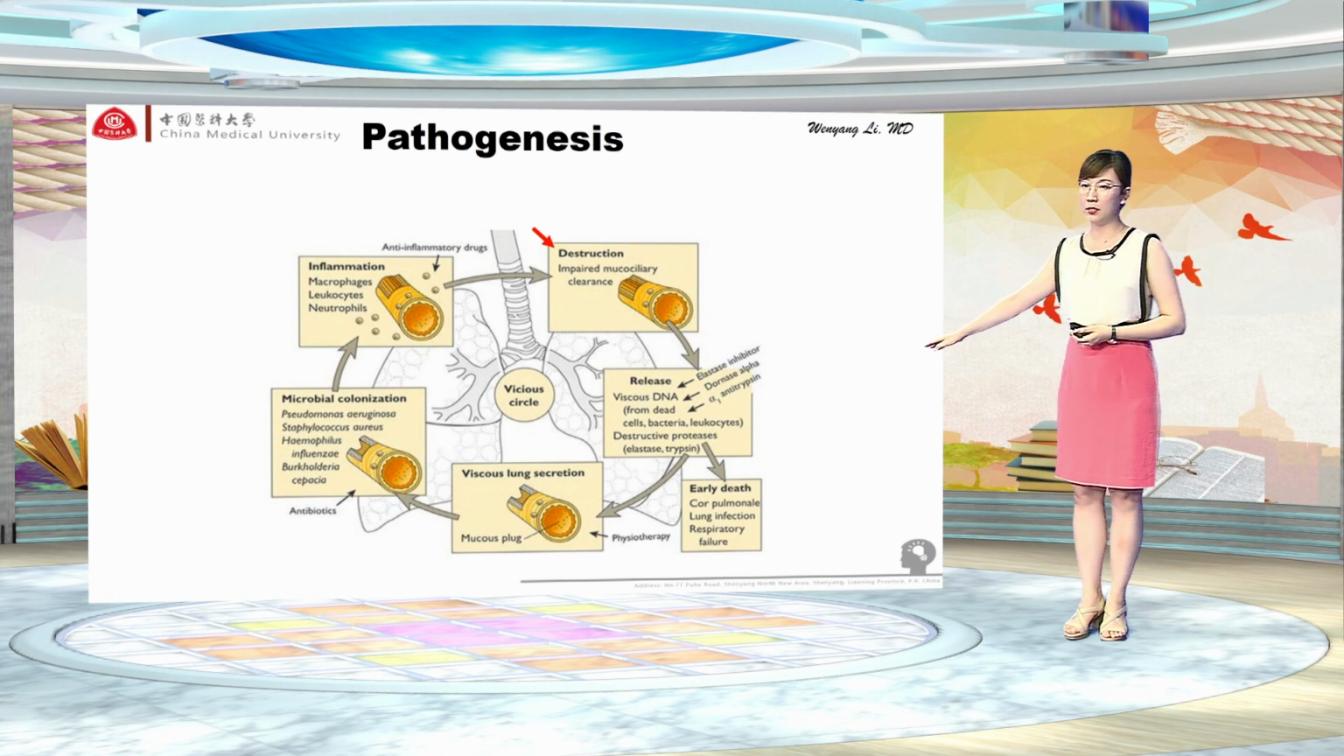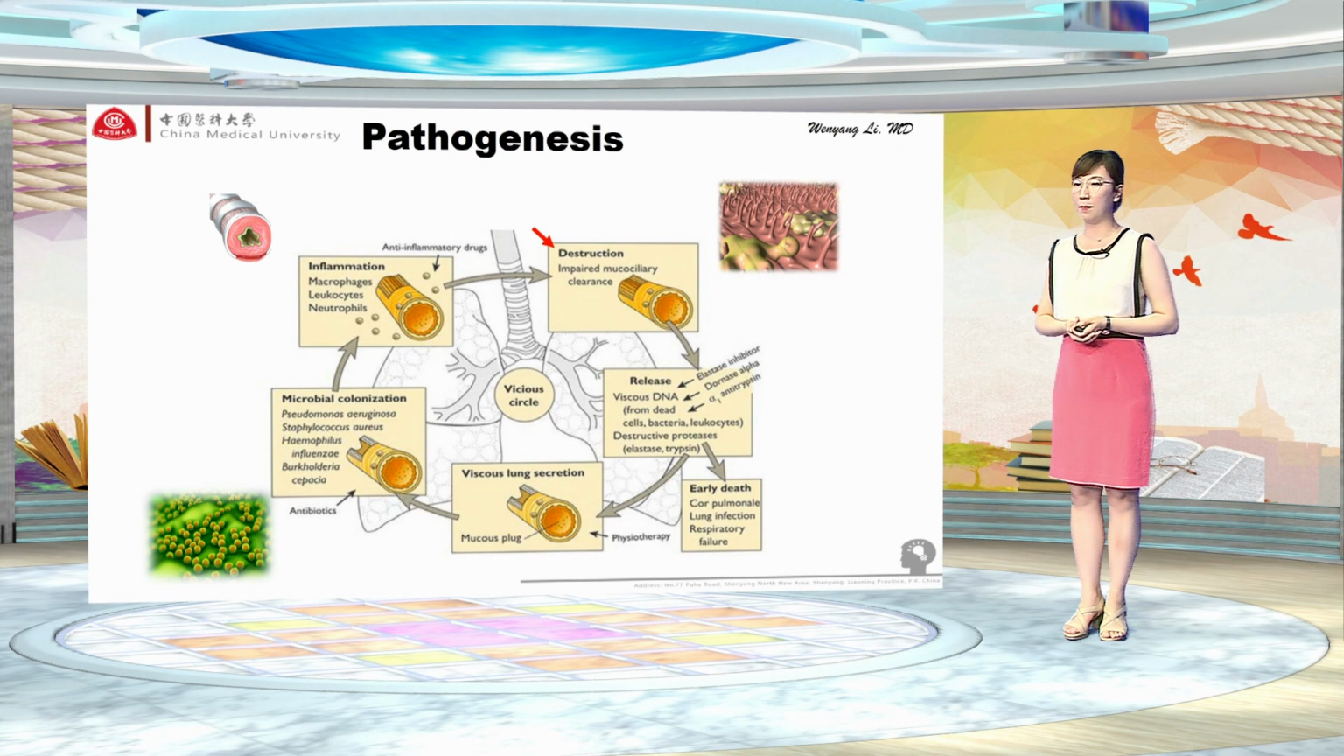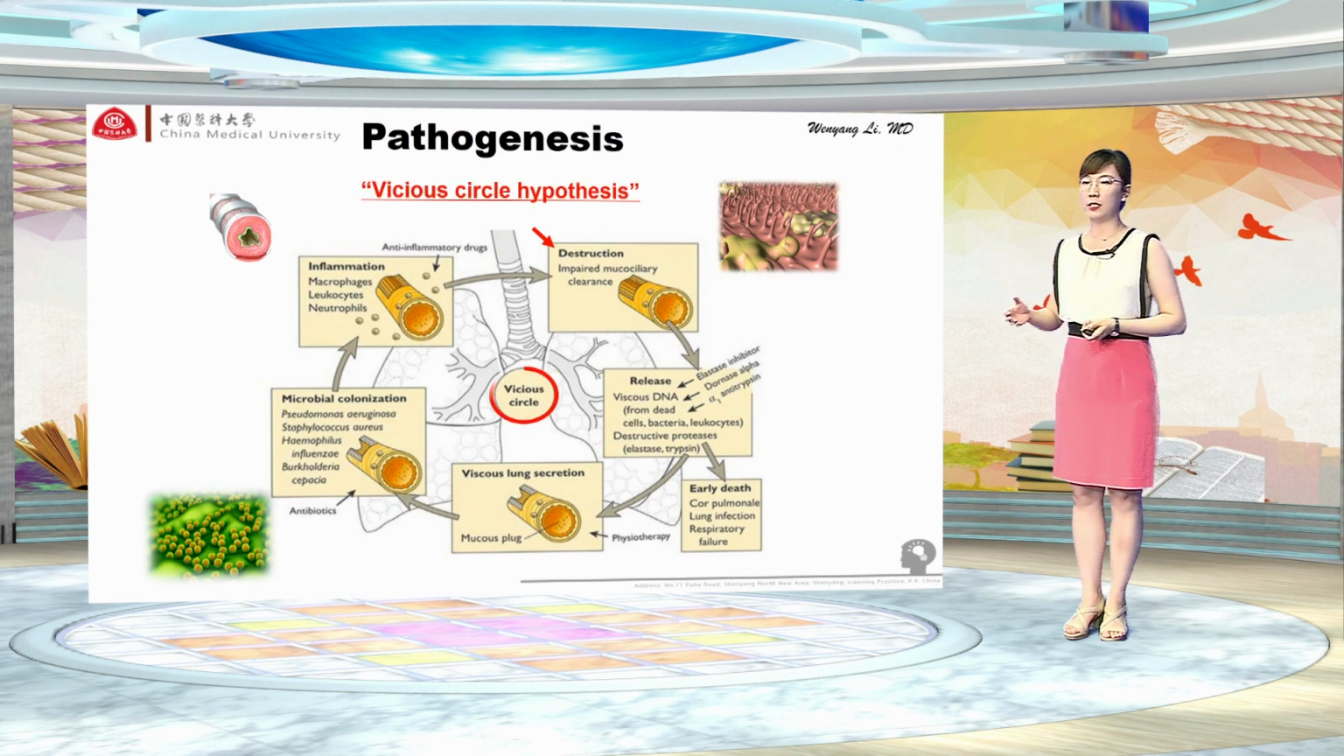On the other hand, the infection leads to an inflammatory response that can in turn progressively damage the normal lung architecture, which could further attenuate the infection. So as a result, the progressive nature of bronchiectasis is thought to result from a continuous vicious circle of inflammation and tissue damage.